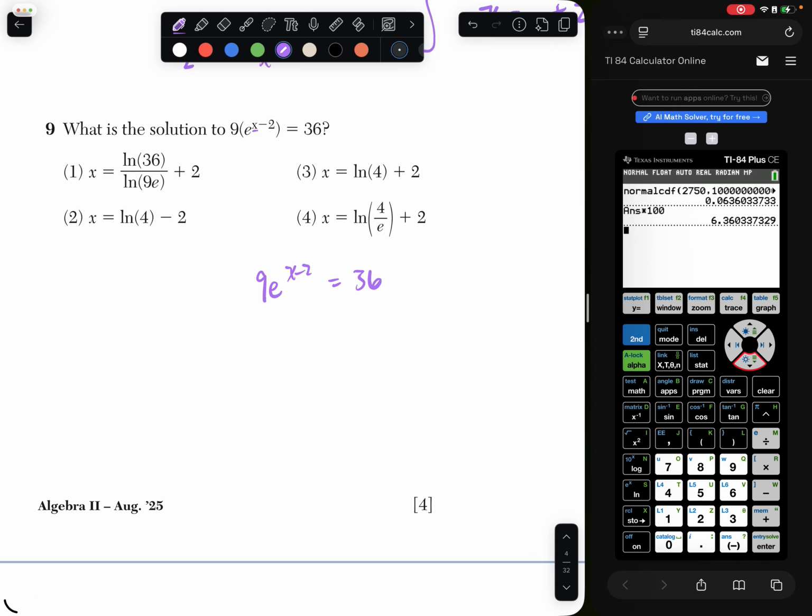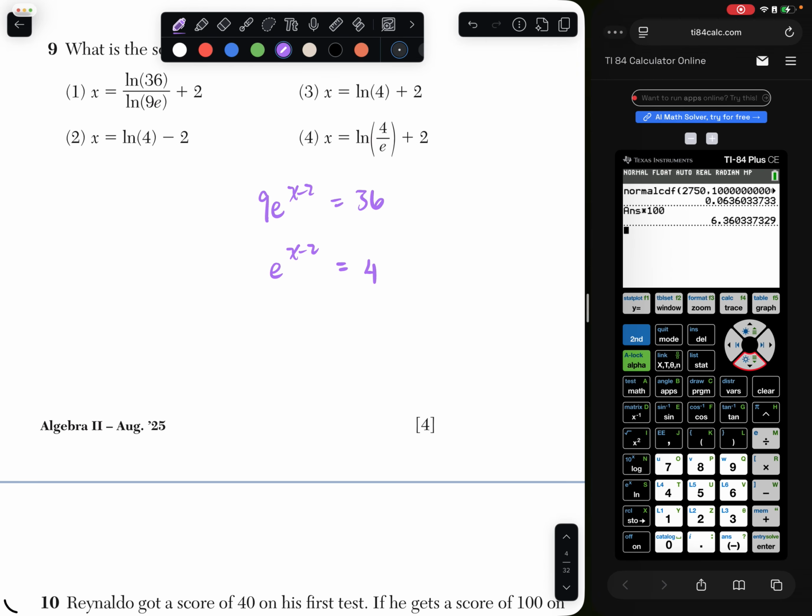So first, when I'm solving for a variable, I want to get rid of as many of the things attached to it as possible. First, I think the easiest thing to get rid of is that 9. I'm gonna divide both sides by 9. So then this becomes e to the x minus 2 equals 4. And then in order to undo this exponential, I'm gonna take the log of both sides. Specifically, I'm gonna do the natural log, ln. So if I take ln of both sides, I can bring down the x minus 2, and then this is going to be times ln of e.